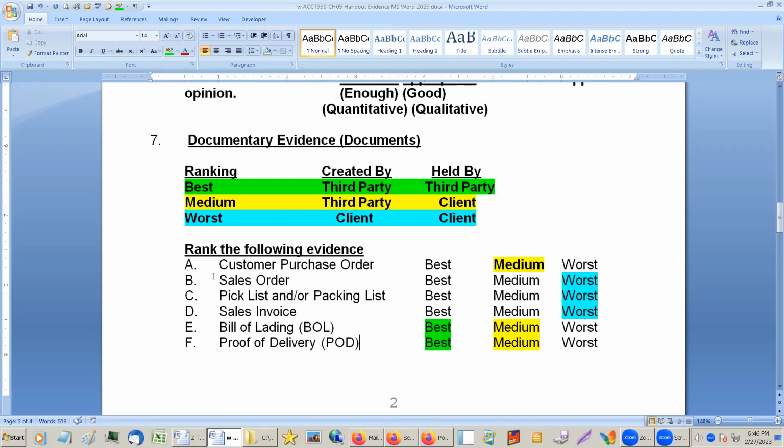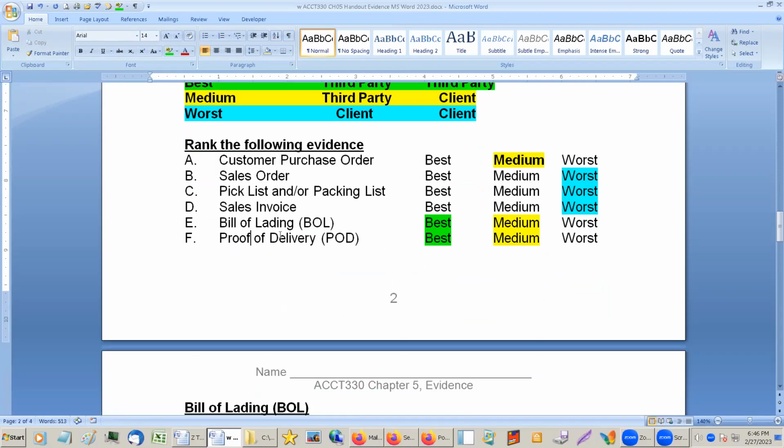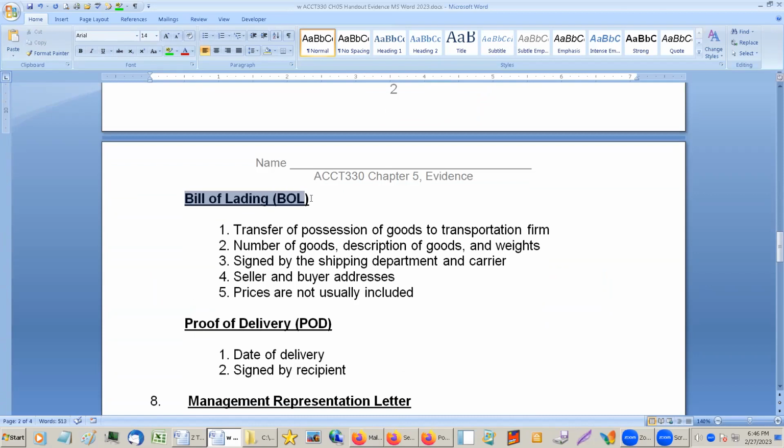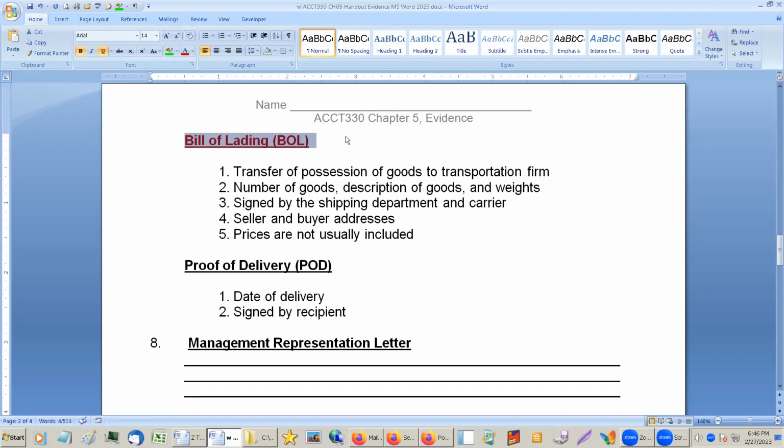So you notice that some of these things that they might give you as evidence, if they make it themselves, it's not as good. All right, now bill of lading, proof of delivery. These are two important ones, and the most important one is this bill of lading.